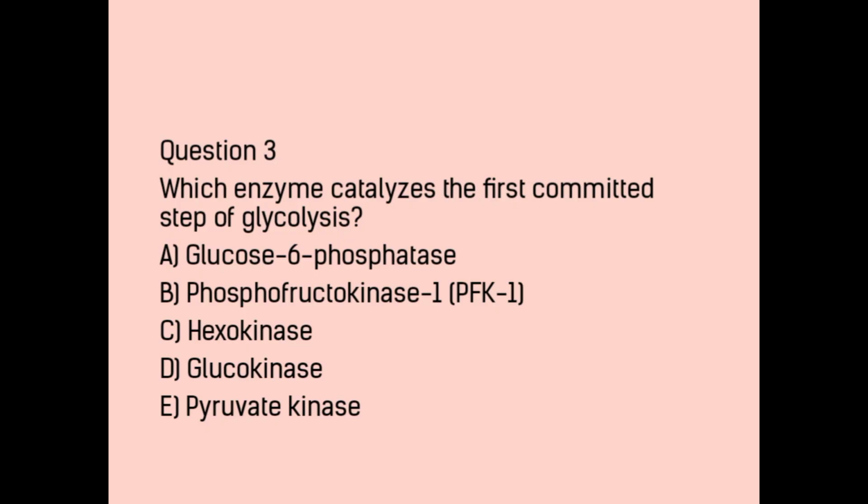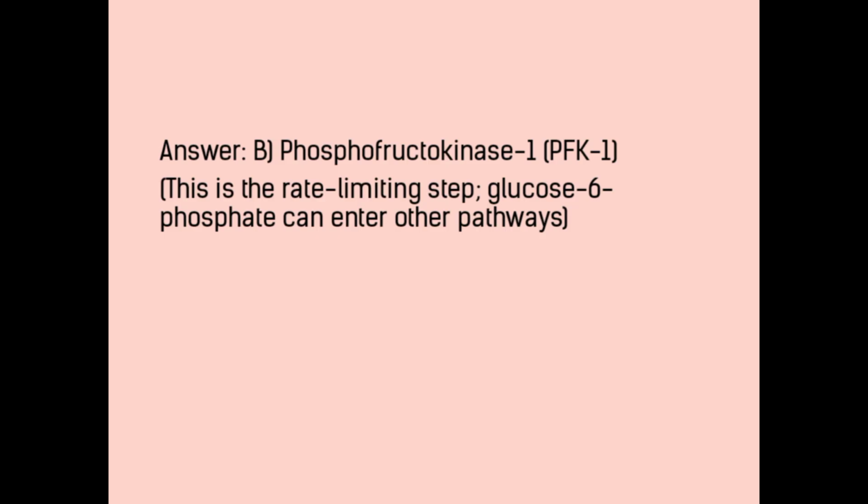For our next question, which enzyme catalyzes the first committed step in glycolysis? You know the stages in the glycolysis pathway. Which enzyme will catalyze the first committed step? And the answer is B, phosphofructokinase. This step is a rate-limiting step. What does it mean? It means that if this step is affected, the other steps that follow cannot proceed.